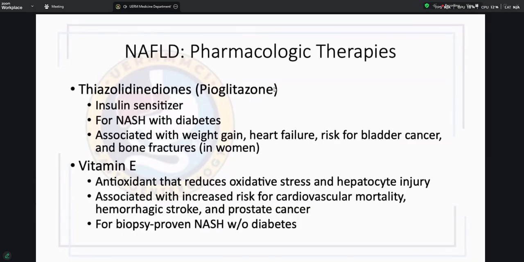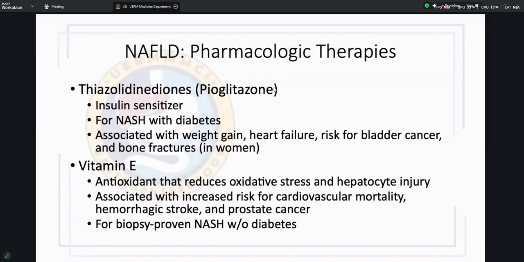The first option is pioglitazone. So these drugs increase insulin sensitivity in the muscle, in the liver, and in the adipose tissue. So they decrease hepatic fat accumulation. Pioglitazone has the strongest evidence among current pharmacologic options for histologic improvement. So this can be used in patients with NASH, especially those with type 2 diabetes or prediabetes. Although there are reports of adverse events such as weight gain, heart failure, the risk for bladder cancer, and bone fractures in women.